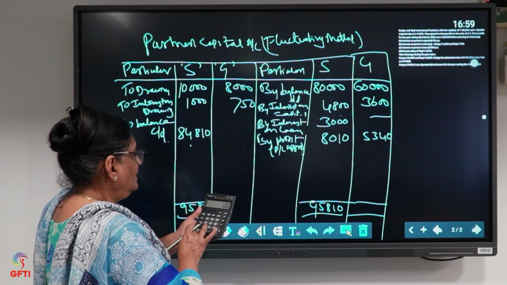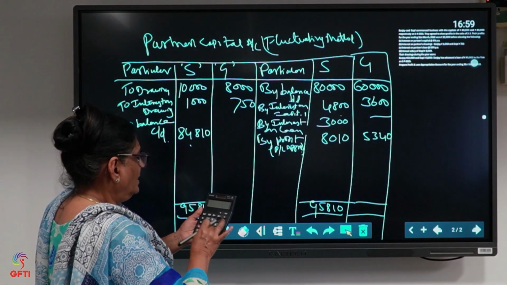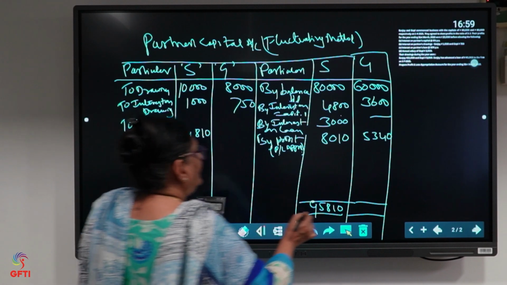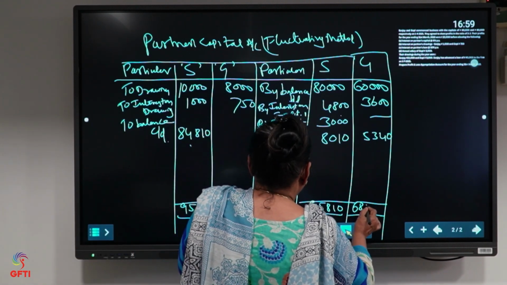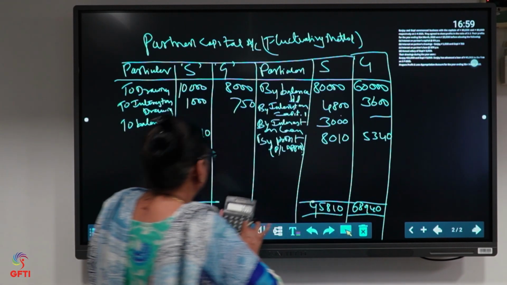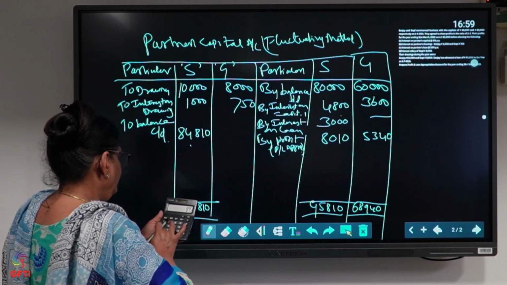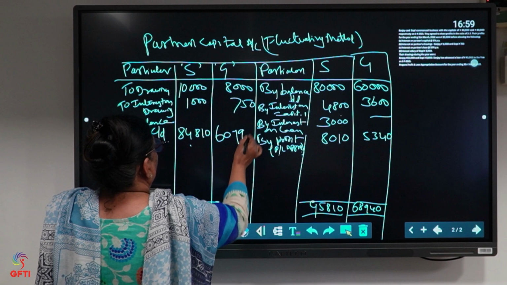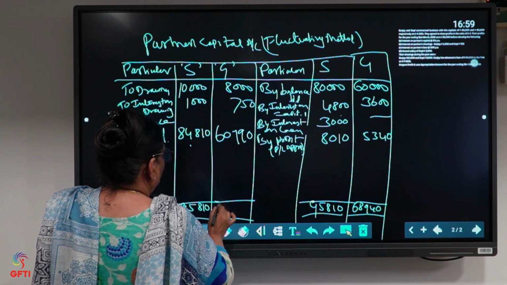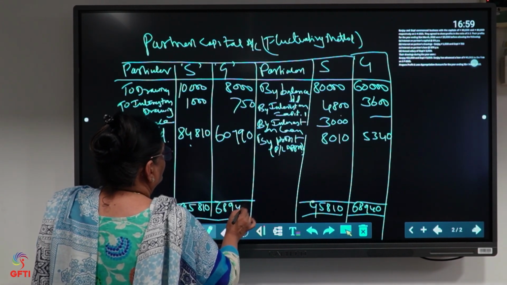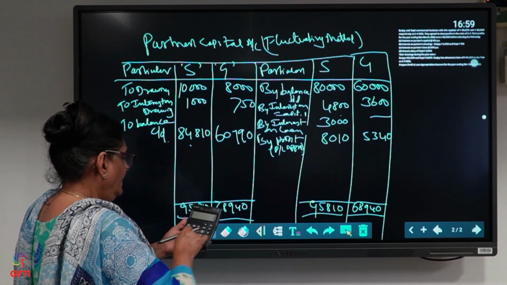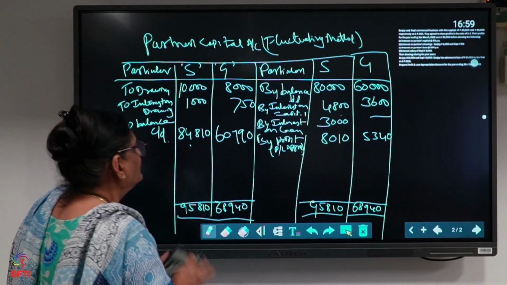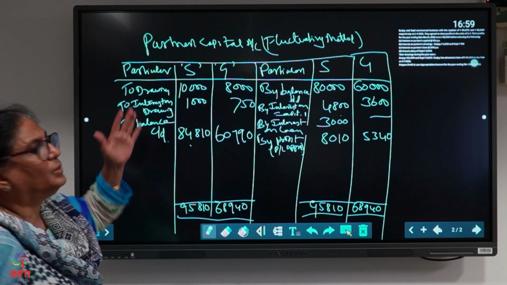Now 60,000, then 3,600, 5,340. You get 68,940. If you minus 8,750, you get 60,190. Correct? To get the total, 68,940. So 8,010 plus 5,340, yes, correct. So I have done both the methods.